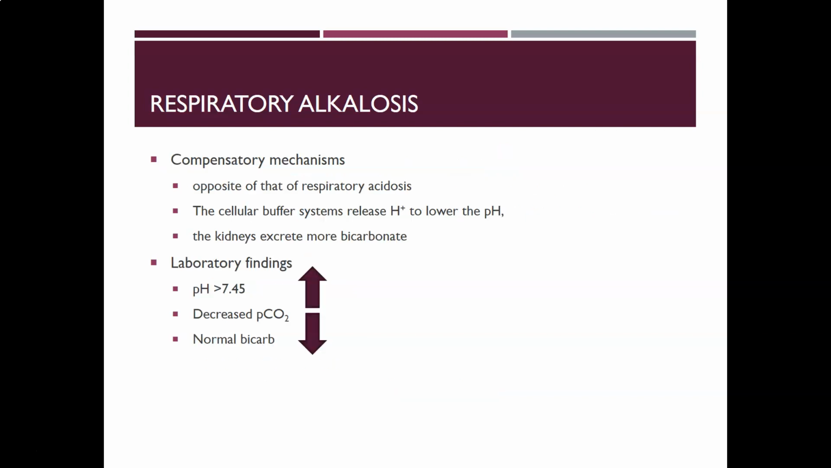The compensatory mechanisms for respiratory alkalosis are the opposite of respiratory acidosis. The cellular buffer systems will release hydrogen ions to lower the pH, and the kidneys will excrete more bicarb. In the lab findings, your pH is going to be elevated above reference, so above 7.45, and the PCO2 is going to be decreased. So again, they move in opposite directions, and the bicarb will be normal.